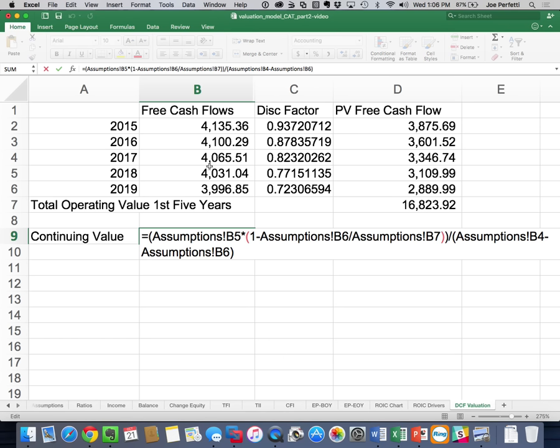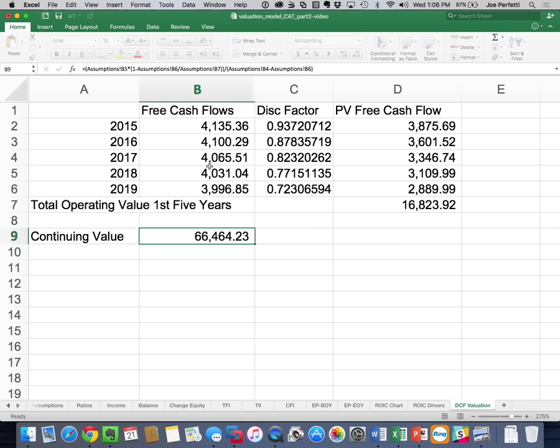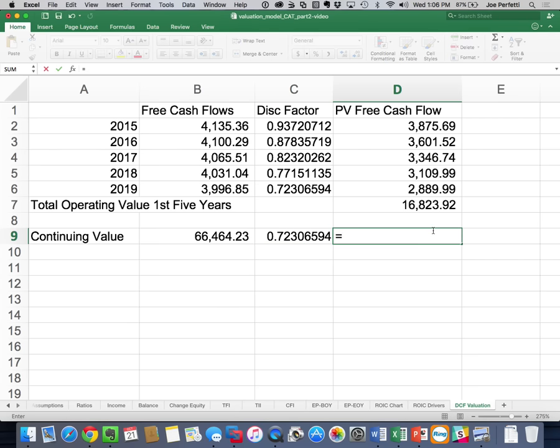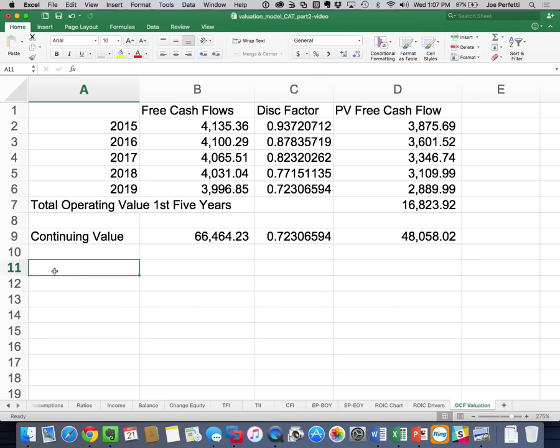All right. Now, for all intents and purposes, the beginning of year 6 is the same as the end of year 5. Okay. So I don't want to double discount year 6 because year 6 has already been discounted. So I use the same discount factor as year 5. And then I take that value times that discount factor, and that's the value today, $48 billion and change. Okay, so that's the present value of the year 6 forward.